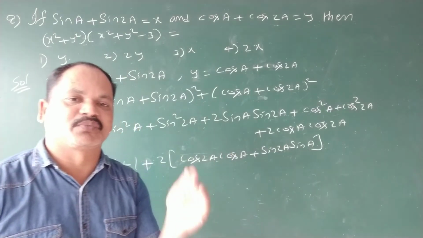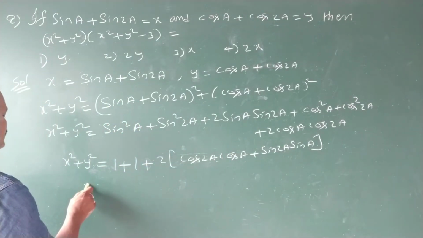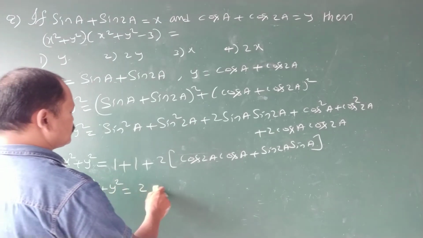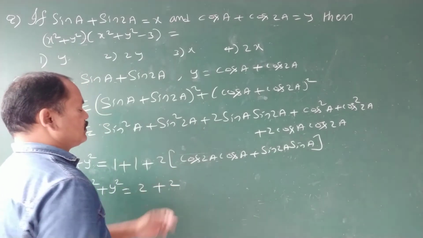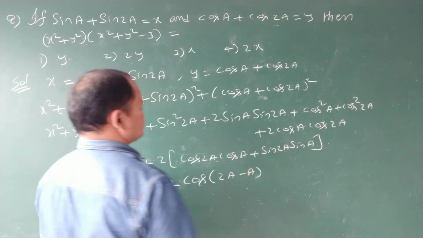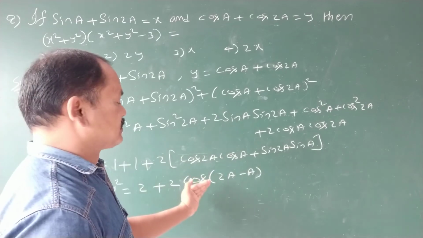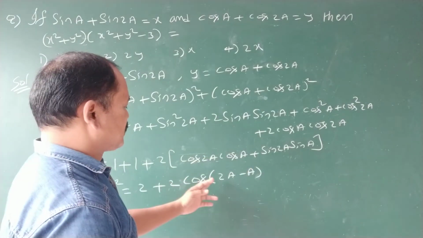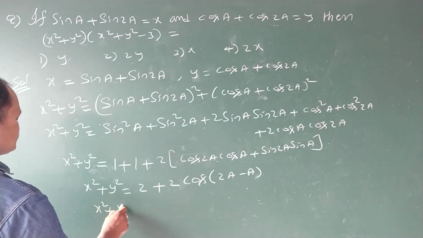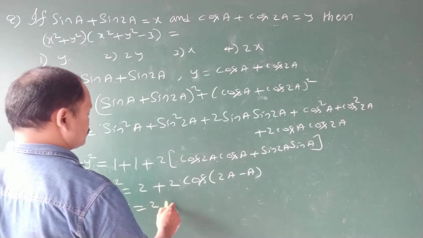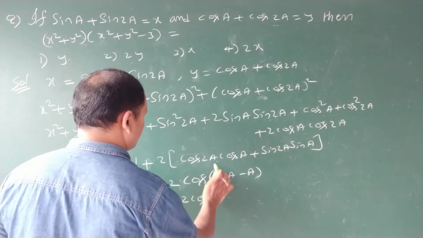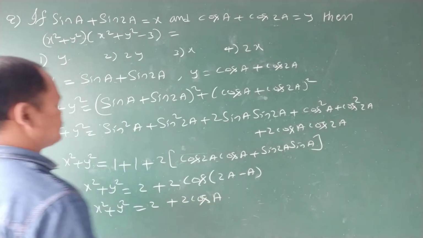It's nothing but cos of a minus b. That's why x square plus y square is equal to 2 plus 2 times cos of 2a minus a, since cos a cos b plus sin a sin b is cos of a minus b. That's why cos of 2a minus a is cos a. So x square plus y square is equal to 2 plus 2 cos a. That's all.